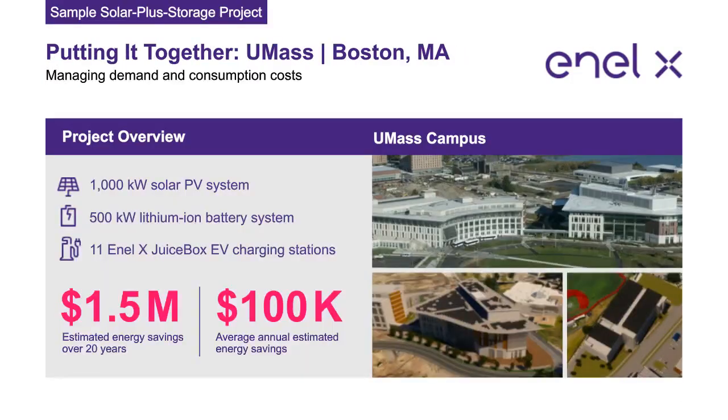And so just to bring it all together with a specific case study, an example of what it looks like when you do take advantage of grid services and really extract the most value. We took one of our own examples, a project we're currently working on at UMass Boston. There we're doing a solar plus storage project with some electric vehicle charging stations: over a megawatt of solar, a 500 kW, 2 megawatt-hour lithium-ion battery system, and then 11 charging stations.